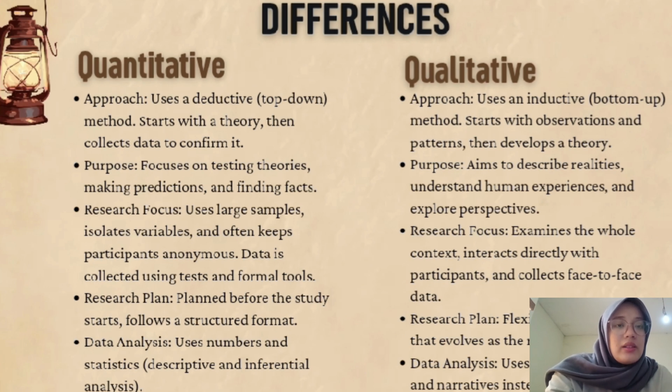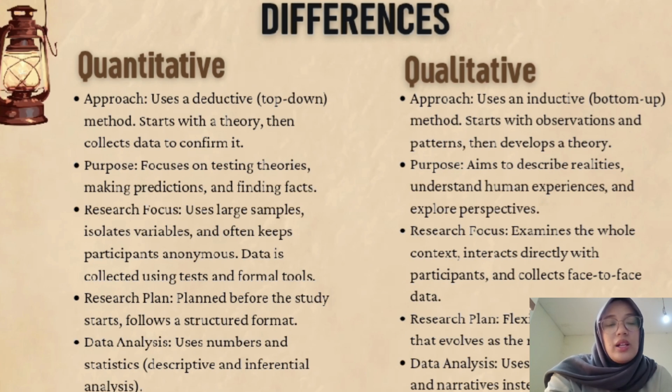And then the next difference we can see from the research plan, where quantitative is planned before the study starts, following a structured format, while qualitative is flexible, starting with an idea that evolves as the researcher learns more. And the last difference we can see from data analysis, quantitative uses numbers and statistics, and qualitative uses words, descriptions, and narrative instead of numbers.